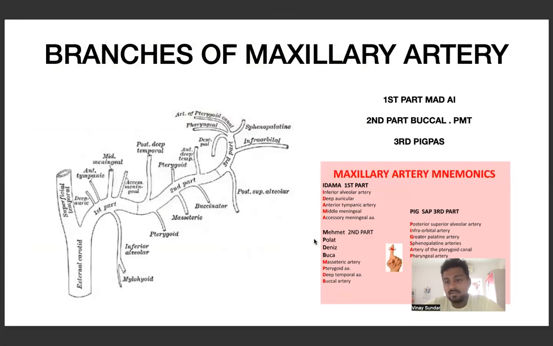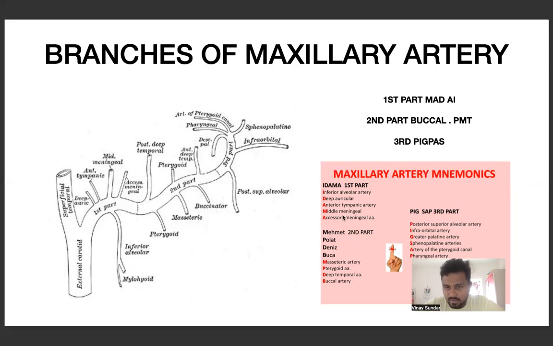Branches of the maxillary artery, it was asked quite some time ago. The diagram here is very, very complicated, so I just put up some mnemonics. Try to orient yourself. The first part is MAD AI. So artificial intelligence is MAD. What does MAD AI stand for?